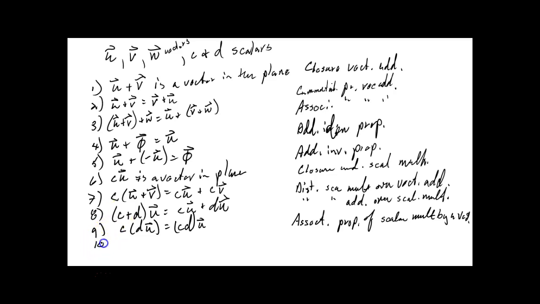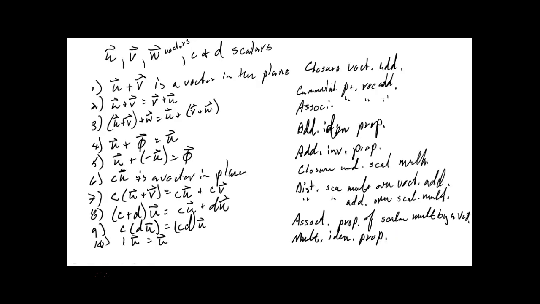And the last, number 10. 1, that's the number 1 times the vector u is always going to produce the vector u. Okay? That's the multiplicative identity property. Just like you had an additive identity property, which was the 0 vector, the scalar number 1 is a multiplicative identity property. Okay? Any questions on that?